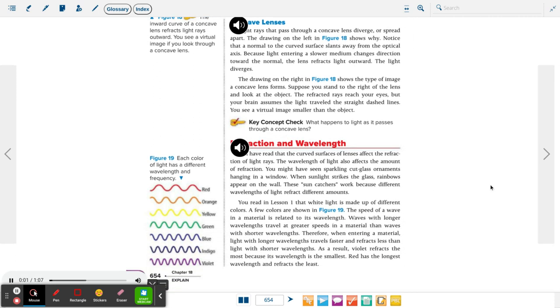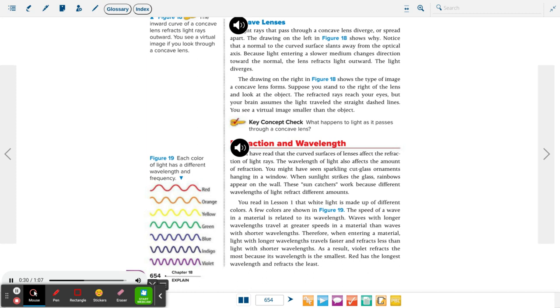Refraction and wavelength. You have read that the curved surfaces of lenses affect the refraction of light rays. The wavelength of light also affects the amount of refraction. You might have seen sparkling cut glass ornaments hanging in a window. When sunlight strikes the glass, rainbows appear on the wall. These sun catchers work because different wavelengths of light refract different amounts.